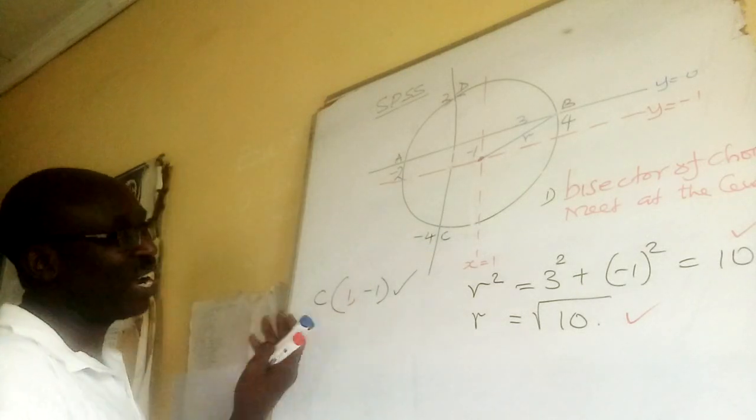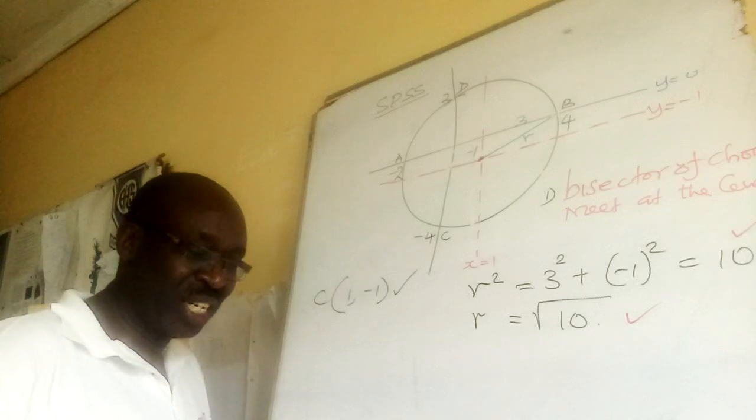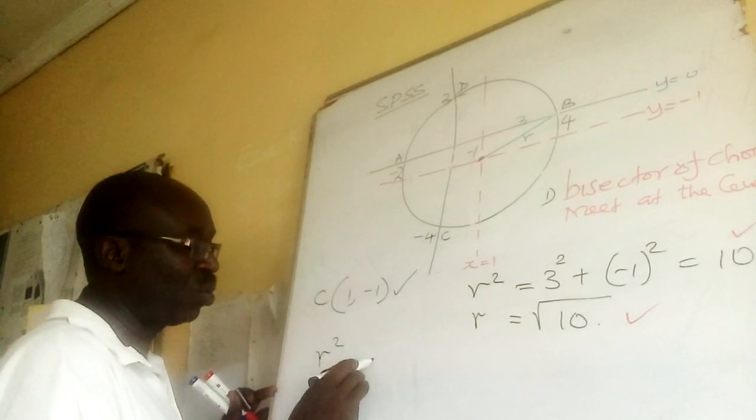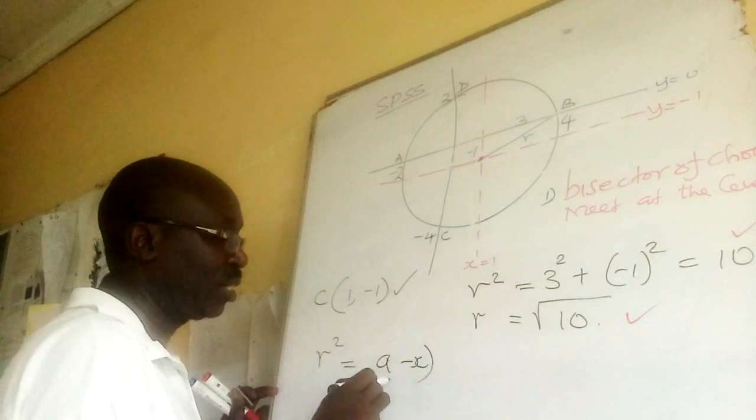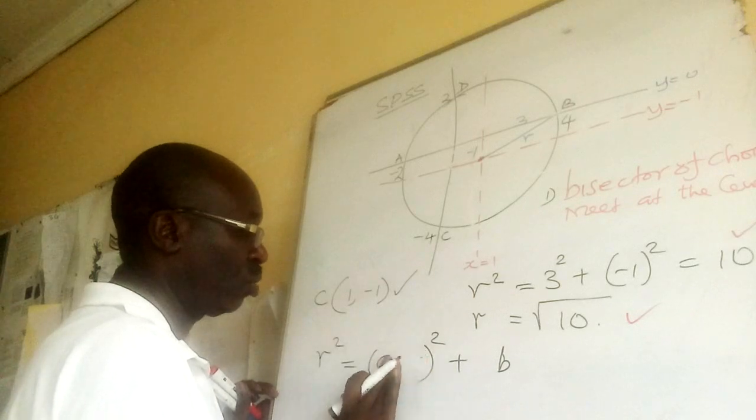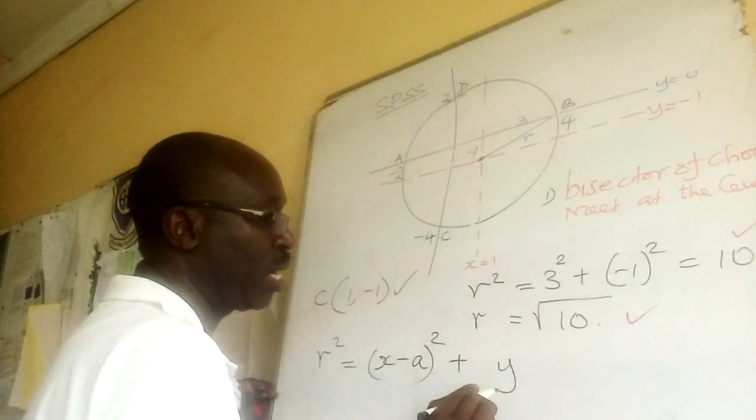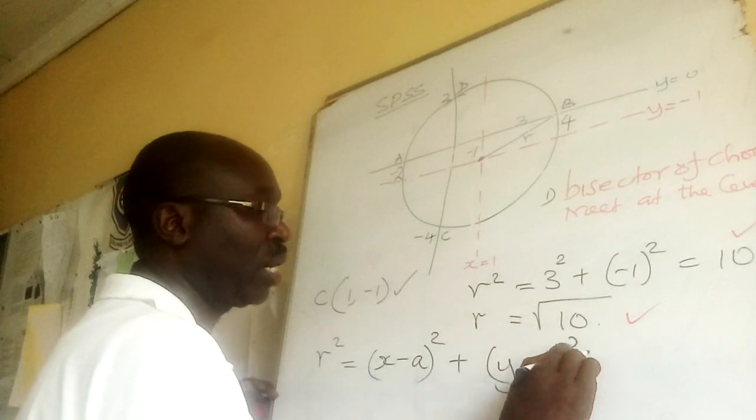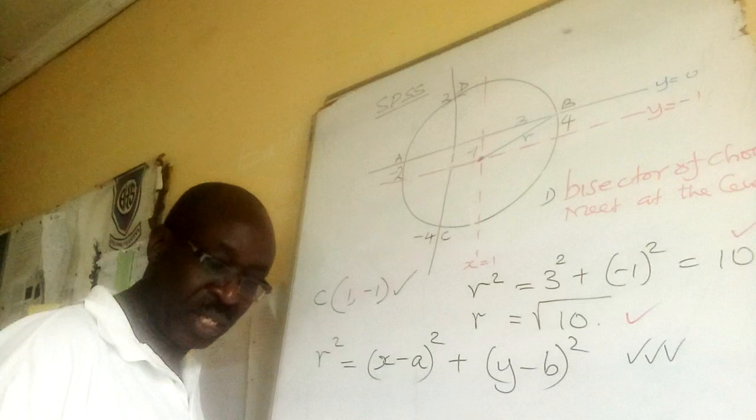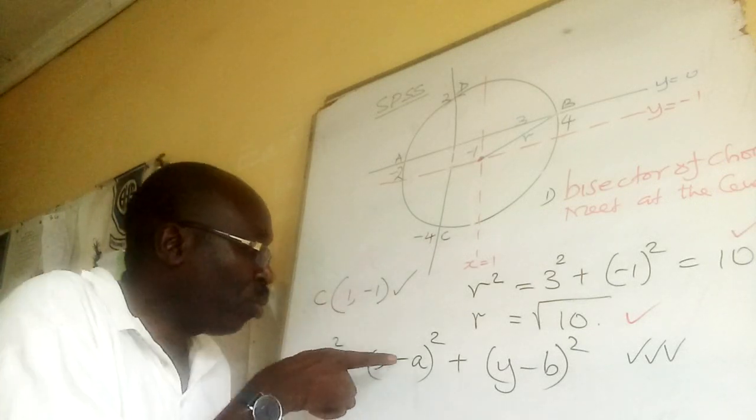Okay? So come here. Now we are asked the equation. You go to the table. The equation is in the form of r squared is equal to (x minus a) squared plus (y minus b) squared. This is in the table. So what I have to do is to put here.